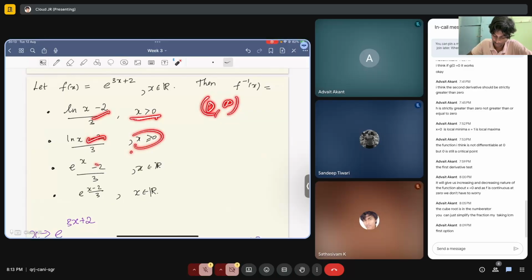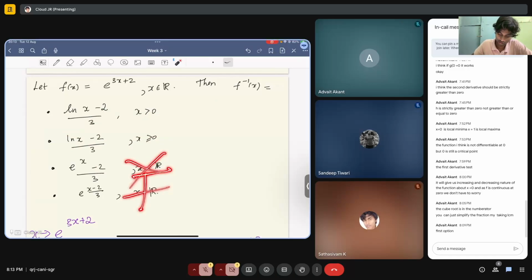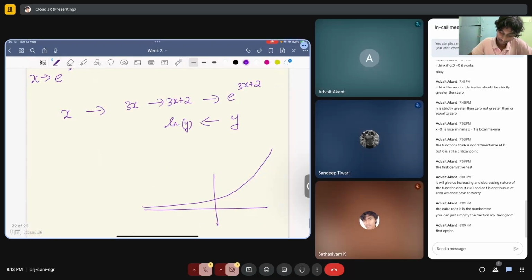If you look, the only difference is this, so this is not correct. Because the domain is wrong, you can cancel out all of this. But anyway, let's get the inverse function also. Okay, so this part is done.